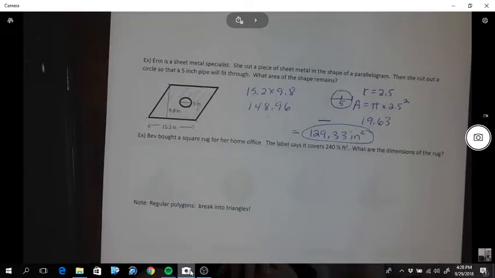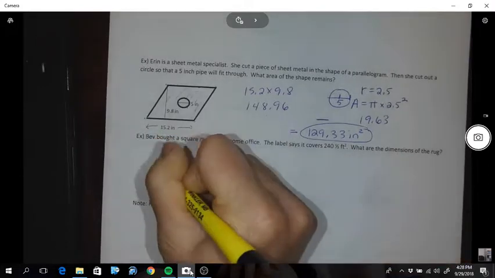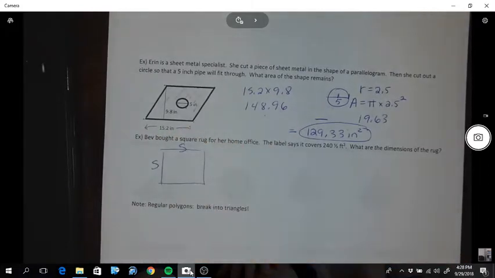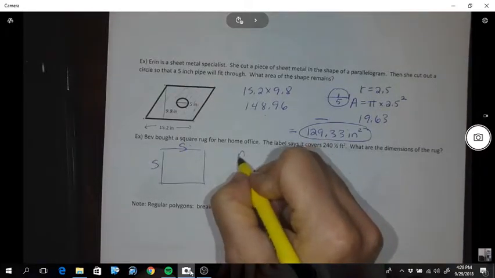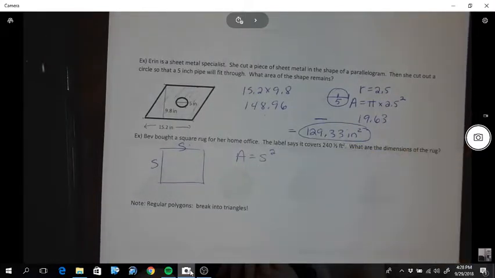Bev bought a square rug for her home office. The label says that it covers 240.5 feet squared. What are the dimensions? So a square would be the same side on the length and the width. So the area formula is side squared because you're timesing side times side. You're doing it twice. Same side times each other.